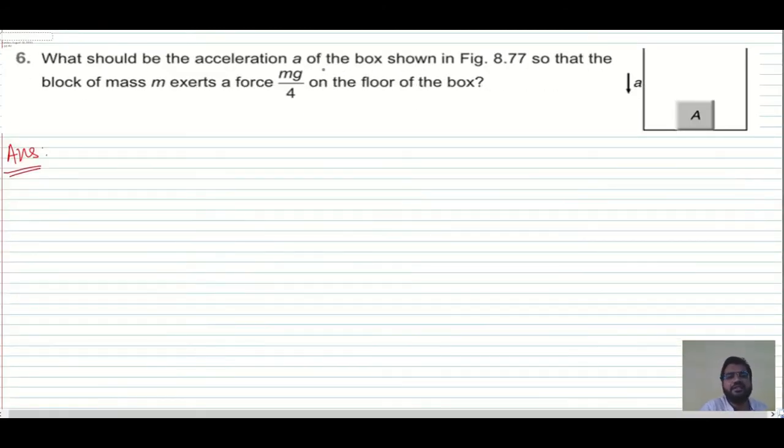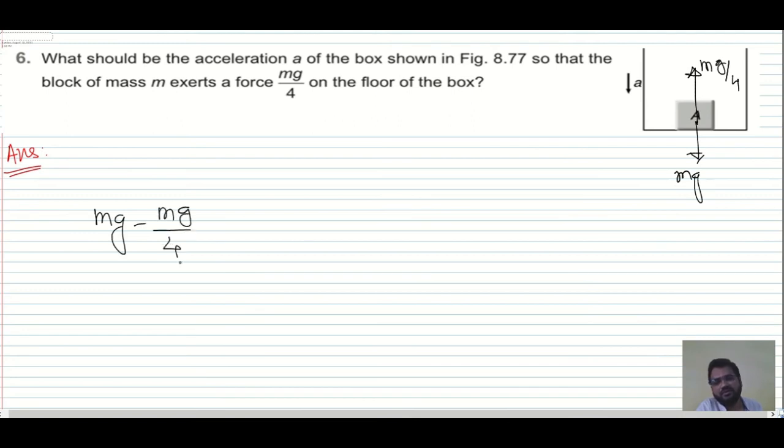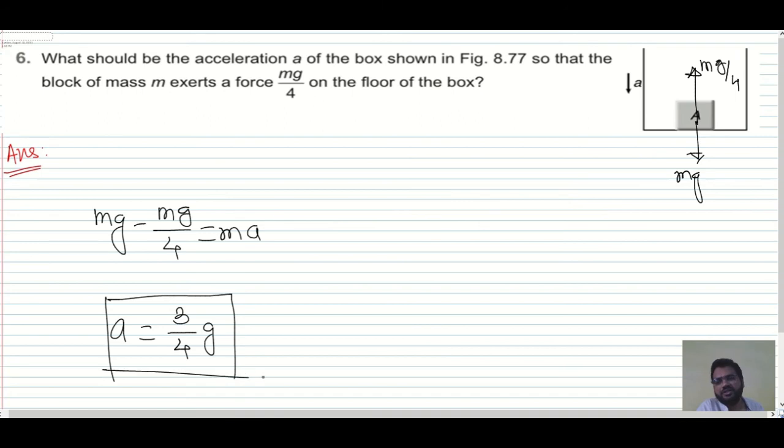What should be the acceleration A of a box shown in figure so that the block M exerts a force mg by 4 on the floor? So this is mg we have, normal reaction they gave, and that is mg divided by 4, and this is what is the acceleration, that is what they are asking. So greater force is mg minus smaller force is mg by 4 must be equal to mass into acceleration. So what is the acceleration then? It is 3 divided by 4 g. So it is that simple if you go with the basics, right?